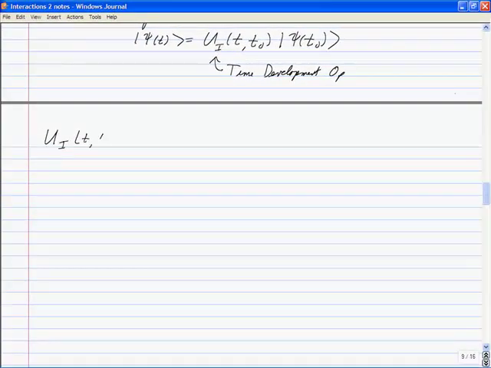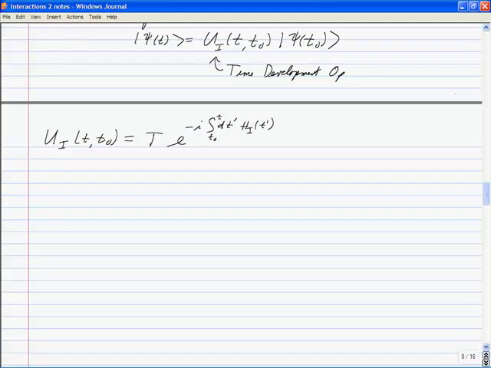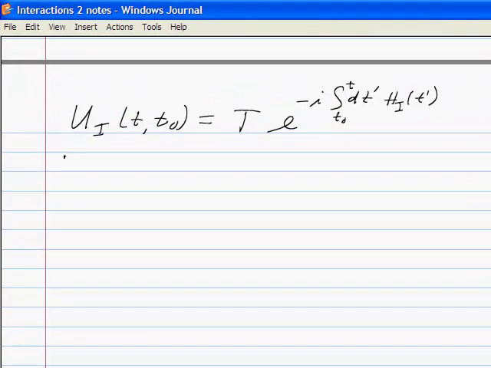The time development operator T(t, t0) is the time-ordered exponential of minus i integral from t0 up to t, dt prime, of the interaction Hamiltonian of t prime. Okay, that's going to be our starting point. It takes a whole day in quantum mechanics to go through all this in detail. Here's the quickie version.